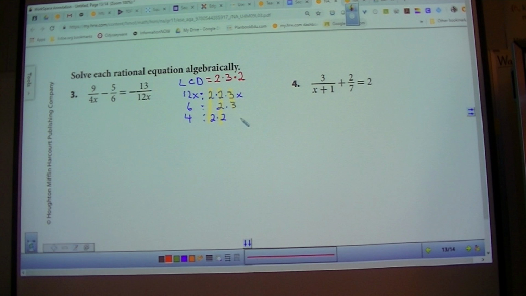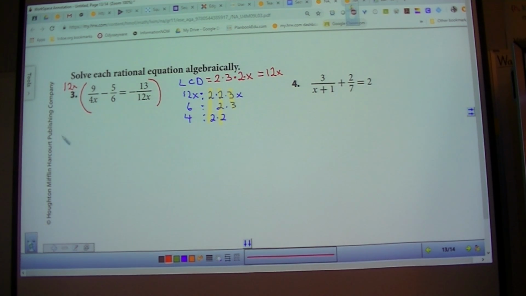Now this 12x has an x. These don't. So can I just leave the x off since they don't have one? Or do they need to get one? They need to get one. So I'm still going to have an x involved in this process as well. So the whole thing turns into what? Basically back to 12x. So we're going to multiply every single thing here times 12x, the least common denominator.